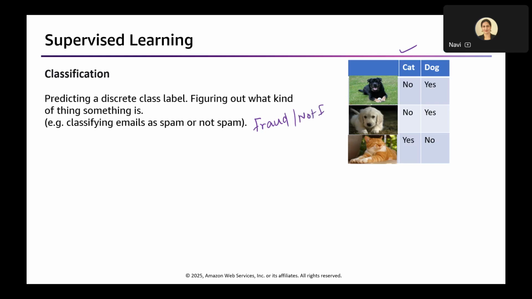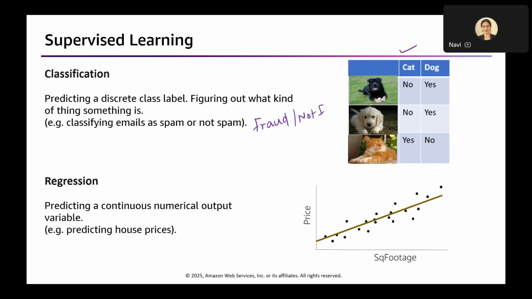Because we provided label data, it's much easier for the model to predict. Then we also have regression as supervised learning, where we're trying to predict a number like that house price or a stock price, what is going to be the stock price in a few months, or insurance premium. Many use cases of this as well. So predicting a continuous numerical output variable.